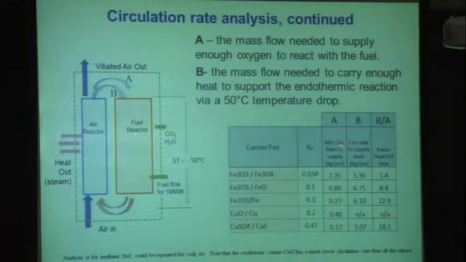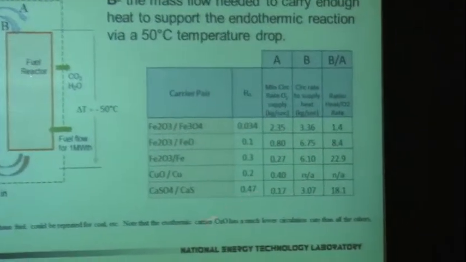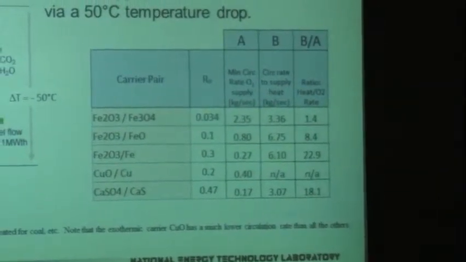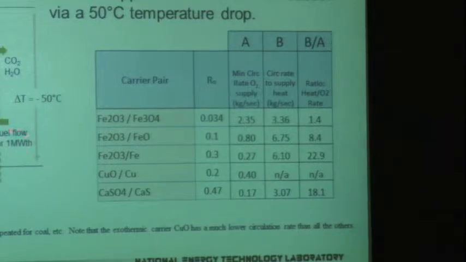All right, and I'm here calculating the circulation rate to supply the oxygen right here. This is all done on the basis of a megawatt thermal output, just to be convenient. So I'm plotting it up. Kilograms per second of oxygen. I'm going to flow around that loop to supply a megawatt thermal, fuel flow of a megawatt thermal. If you want to get into the details, this is for a natural gas or a methane analysis.